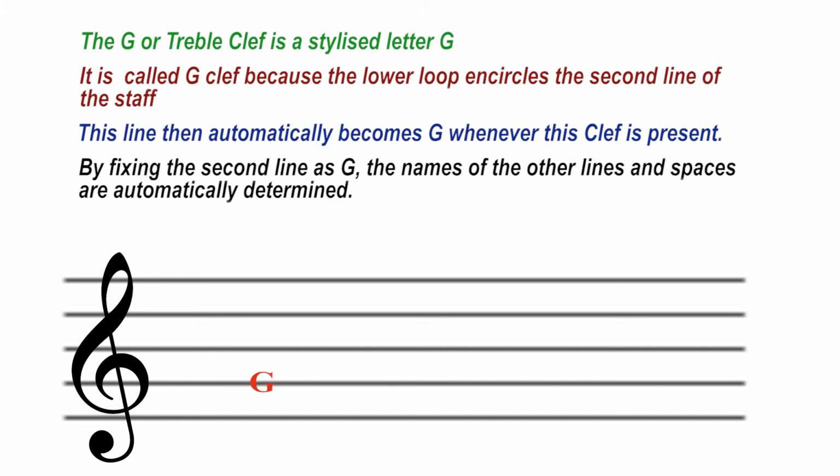Since the 2nd line is G, the 2nd space, which is above the 2nd line, becomes A. 3rd line becomes B. 3rd space is now C. 4th line, D. 4th space, E. And the 5th line becomes F. The space and line below G are also fixed in a similar manner. That means the first space will be F and the first line becomes E. These names now become the permanent names of the staff.